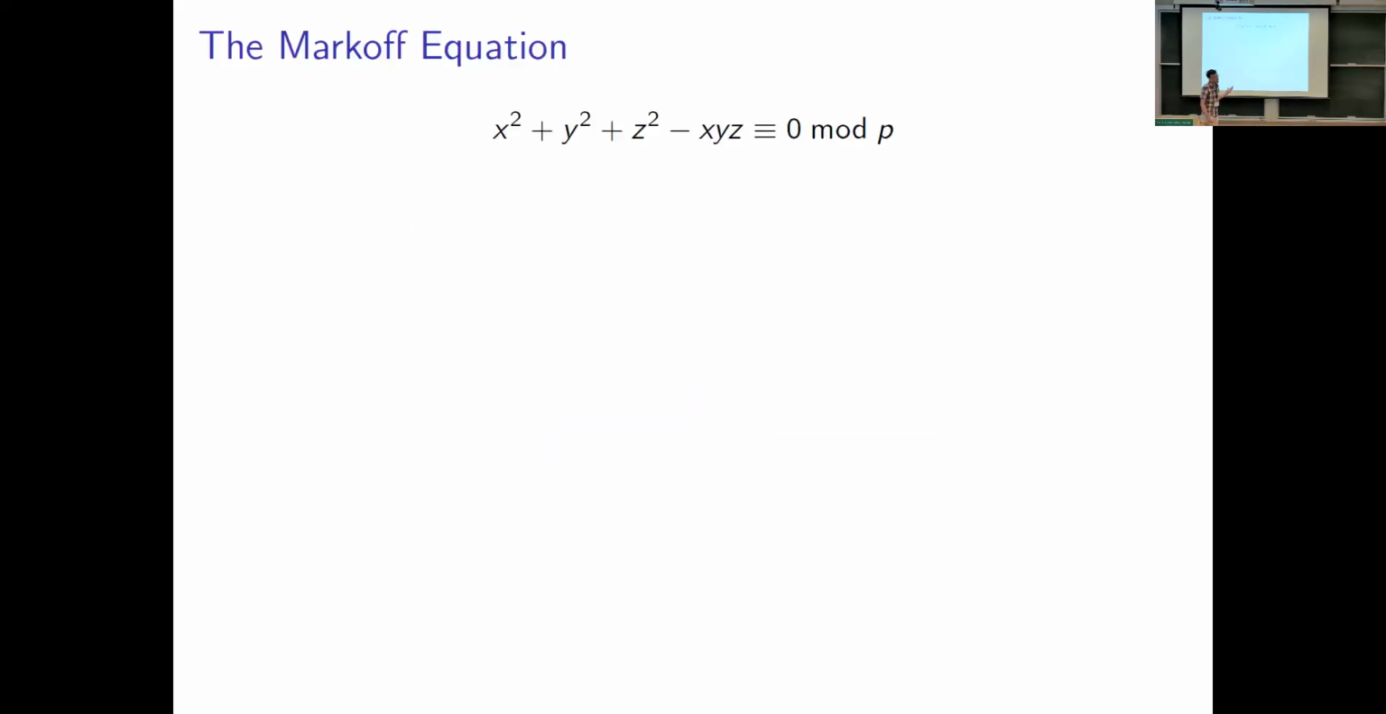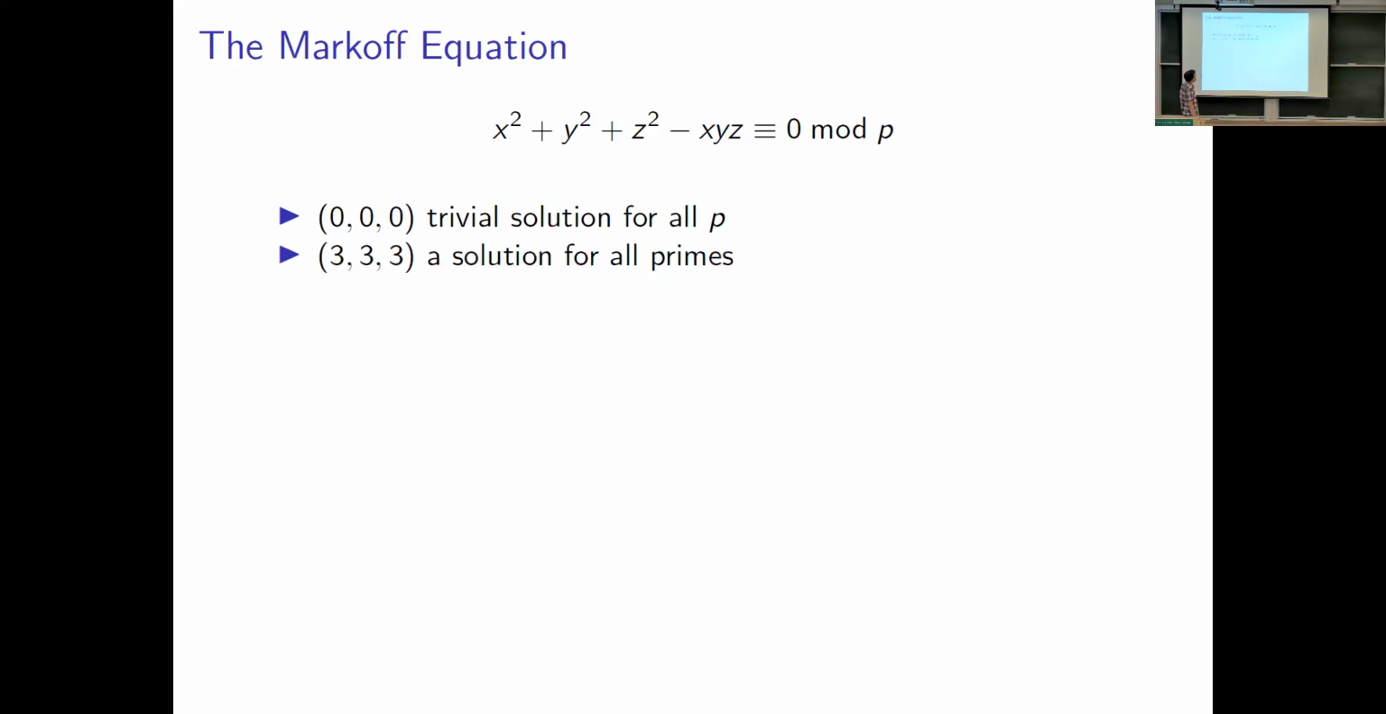So this is the Markov equation. It's cubic in 3 variables. And we're going to be interested in the integer solutions modulo a prime. So there's the trivial solution. And if you do some math, then you can come up with another solution, 3 through 3. That one's going to work for all primes. Well, primes greater than 3.